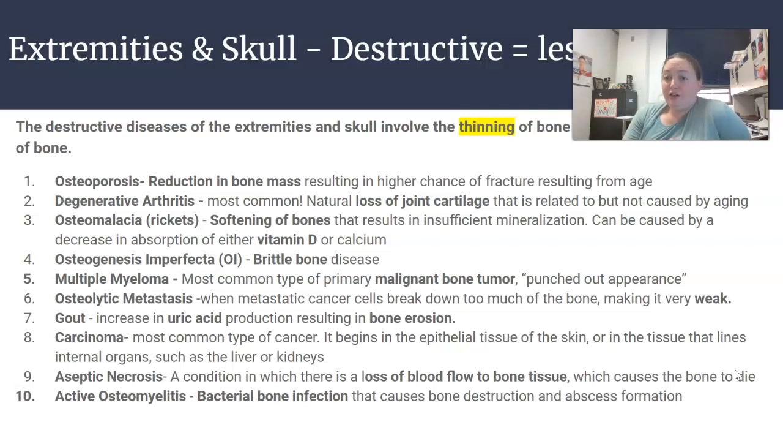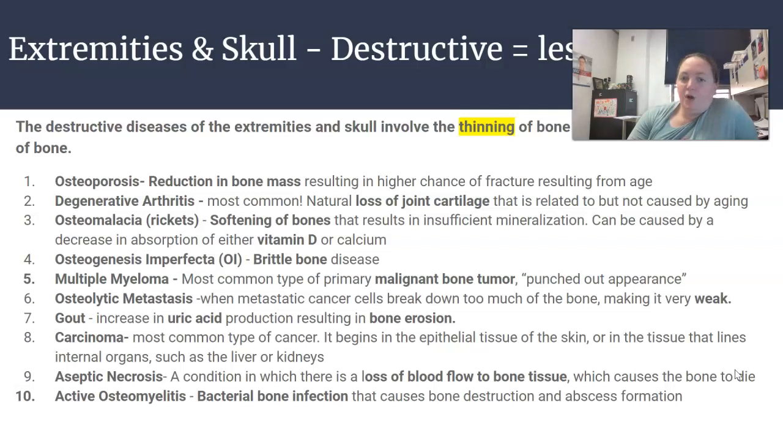Anything with the word degenerative in there should say that something's kind of getting less quality than it was originally, okay? There's a natural loss of joint cartilage, tends to be in the knee area for a lot of your adult patients. Osteomalacia or rickets. This is specific to a decrease in absorption of vitamin D or calcium. It makes the bones more soft. Rickets, image-wise, they usually have the bowing of the legs.